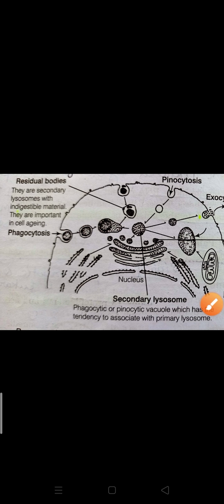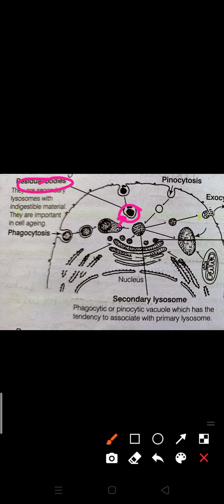After digestion, you can see here, one arrow is here. After digestion, what will form? Residual bodies. After digestion and absorption, the undigested material which is left inside the cell is known as the residual bodies. Inside the residual body, what is present? Undigested, undigestible residual material. At that time it is known as the residual body or tertiary lysosome.